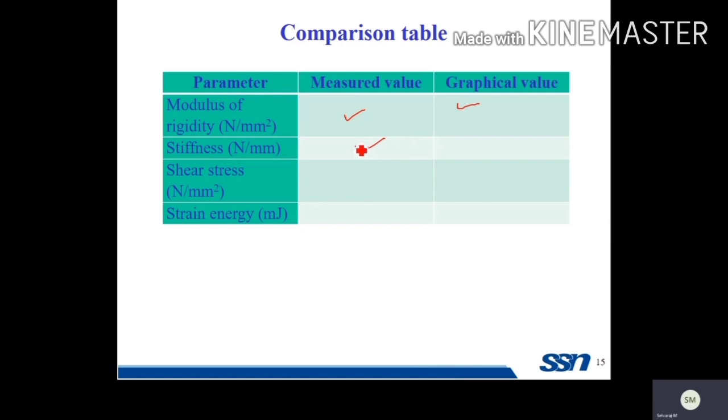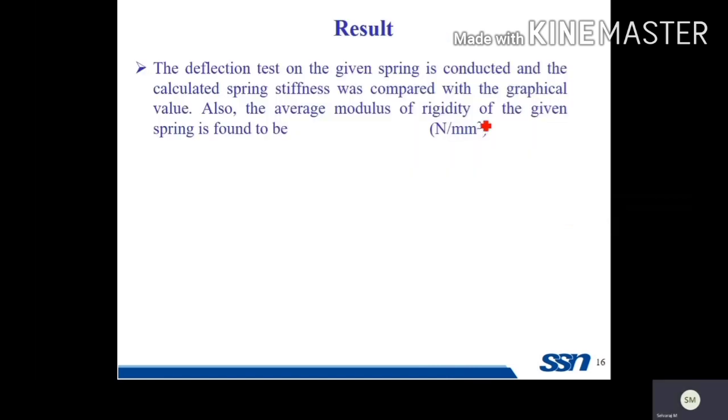Here the shear stress value will vary from point to point, so you need not write these values. It cannot be compared with the graph. You cannot calculate it using the graph. So you need not write these two. Only you write these two, right? Then finally you have to write the results, that is, the average modulus of rigidity.